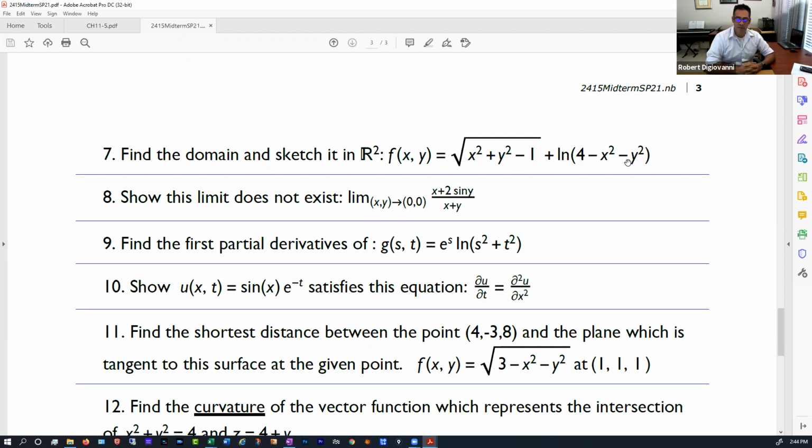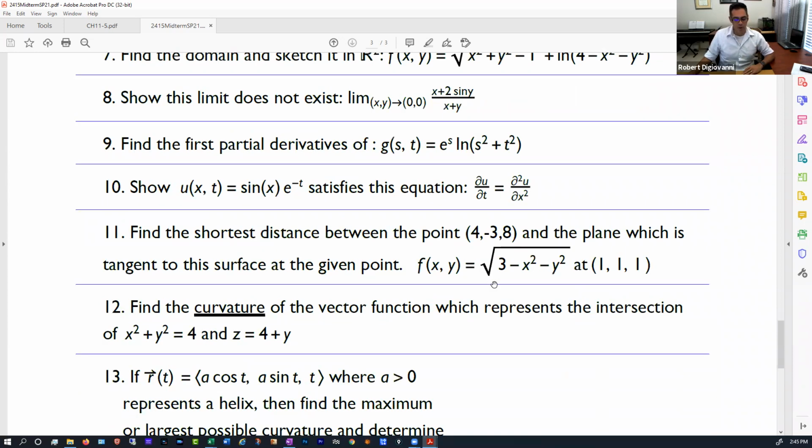Number 10 is kind of like the problem we started class with, the Laplace, but that's not the Laplace equation. I give you a function and I just say, show that it satisfies this equation. So when you take the partial of u with respect to t, you get this, which is a second partial. You're going to have to make sure you understand what that notation means, but you need to show that it is equal. Again, I think a pretty straightforward problem.